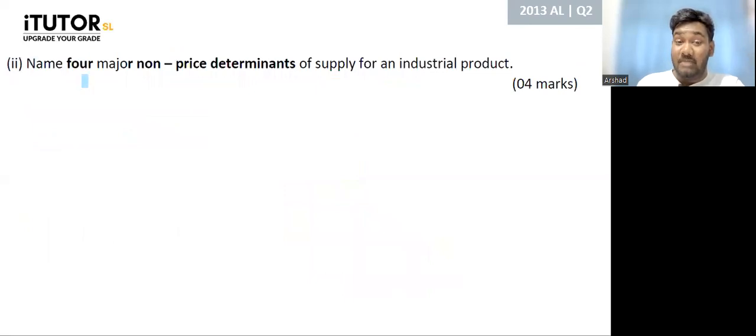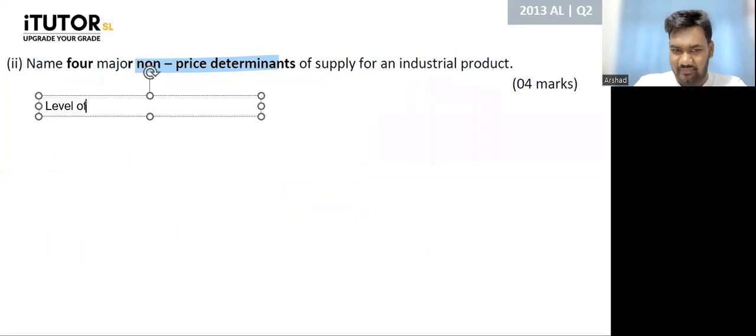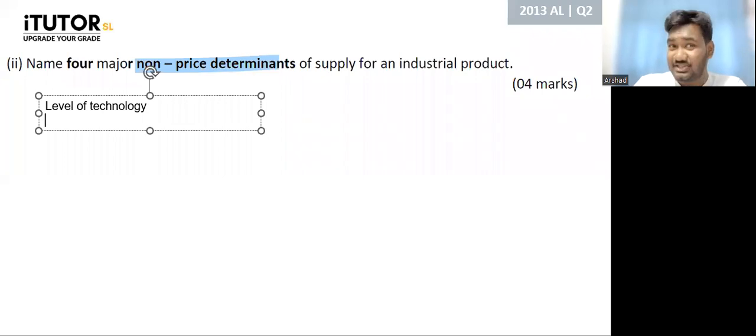Name 4 major non-price determinants of supply of an industrial product. What do you all think, guys? Non-price determinants. Can you say price of the good here? You can't say price of the good because they are saying non-price. So what can you say, guys? For an industrial good, think industrial good is like a machine or something. Maybe level of technology. Okay, correct. Level of technology. What else? Cost of production, right? The prices of factors of production, correct?